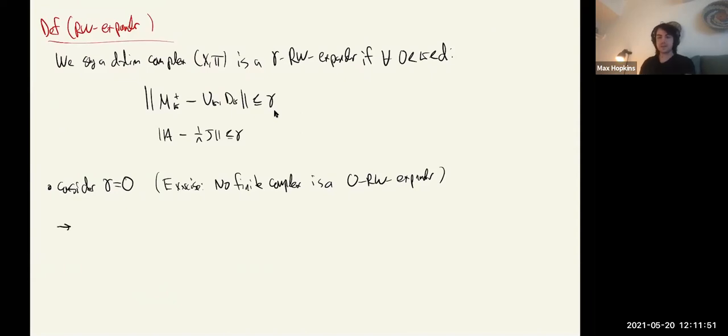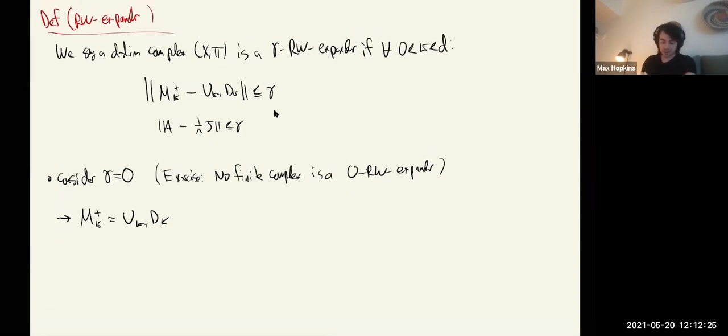So what does it mean if γ is equal to 0? Well, this implies that M_k^+, the non-lazy upper walk, is actually equal to the lower walk, right? Because if they're not equal, then you have a non-zero matrix, and the spectral norm of a non-zero matrix always has a non-zero eigenvalue. And so you would get γ greater than 0. So if it's equal to 0, these operators have to be equal.